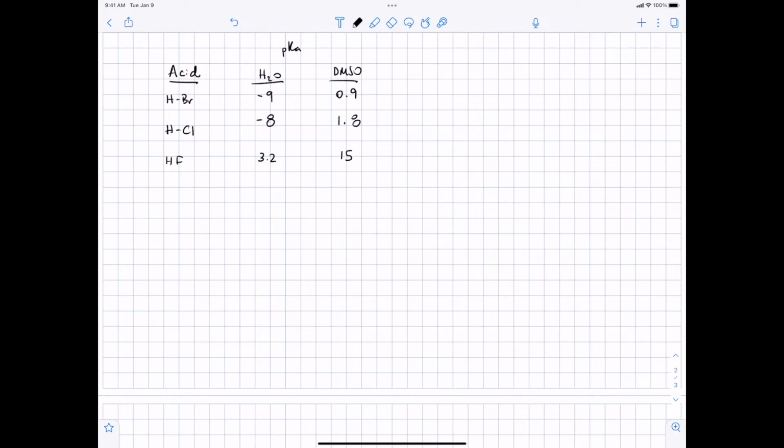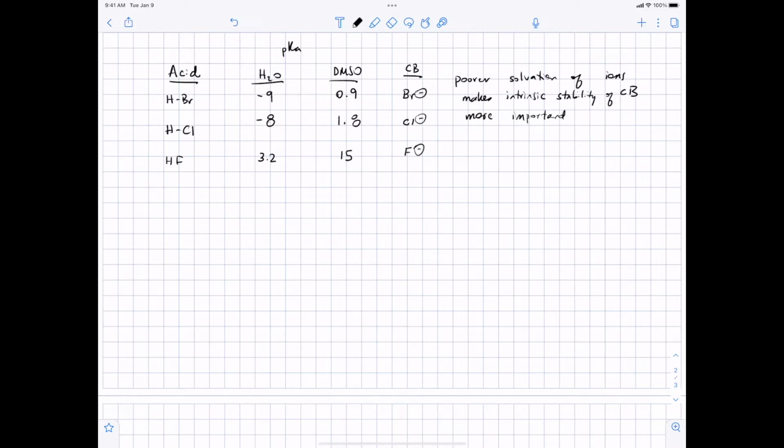Okay, so the principle here is that the poorer solvation of ions makes the intrinsic stability of the conjugate base even more important. CB is for conjugate base. Recall, I'll draw the conjugate base here. What did you learn in undergrad? Why is Br minus so much more stable than F minus?